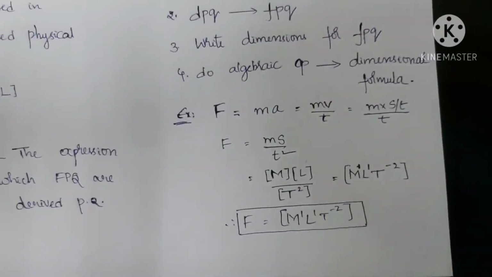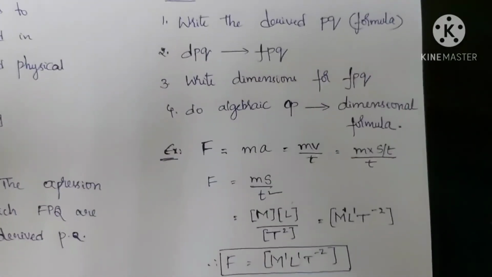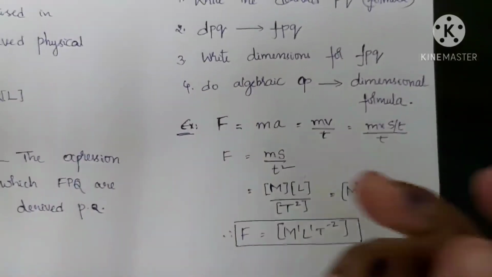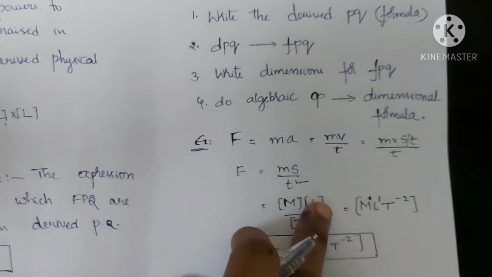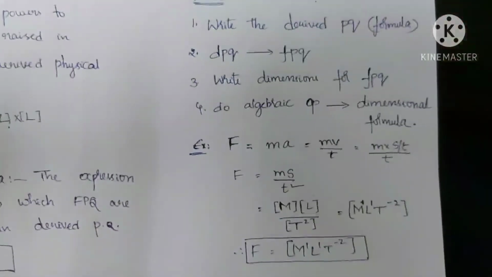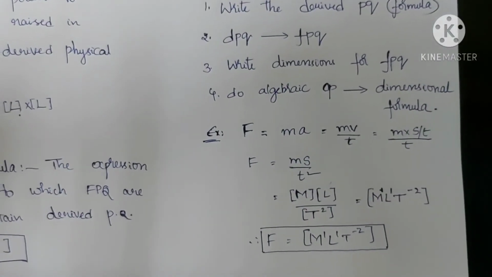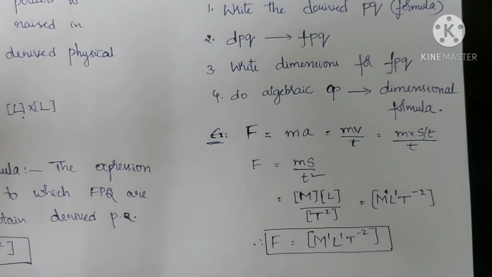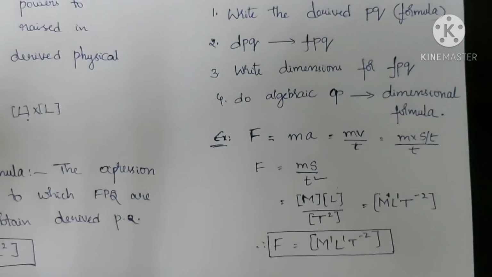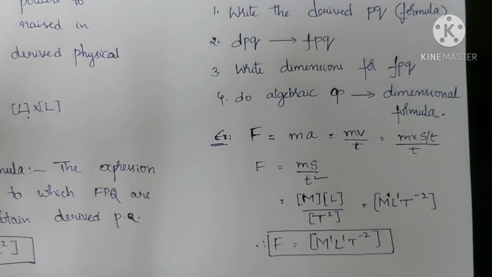In the next video we will see which letter represents which physical quantity. Here I have written mass M, length L, time T, right? So we have 7 fundamental physical quantities. For those we'll see how they are represented, and we'll see a few more examples on dimensional formula.